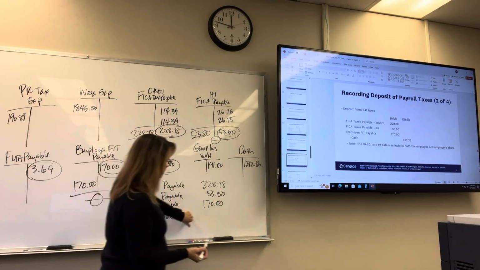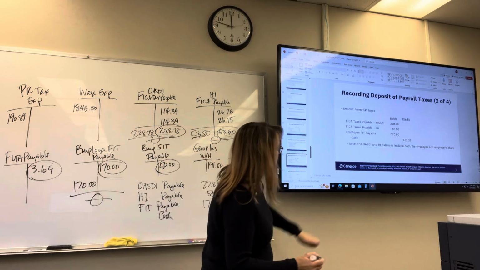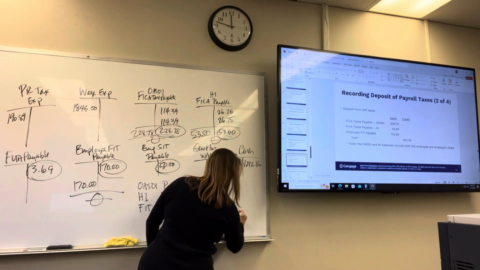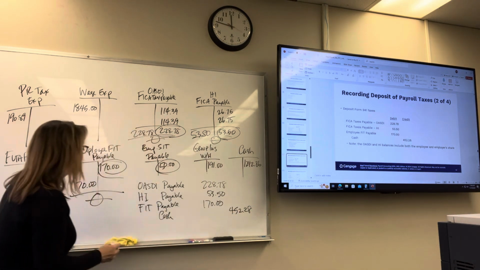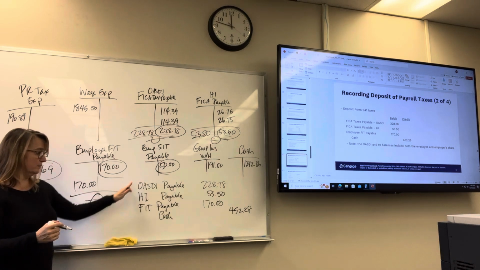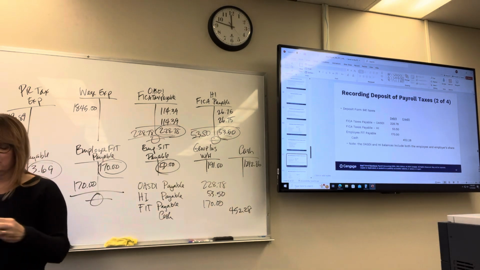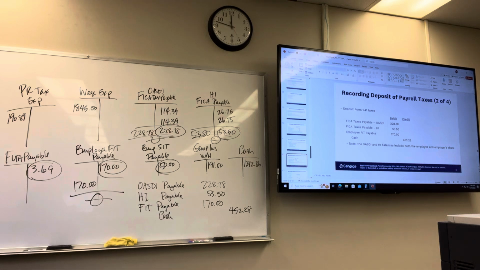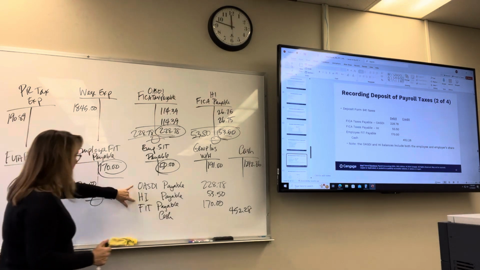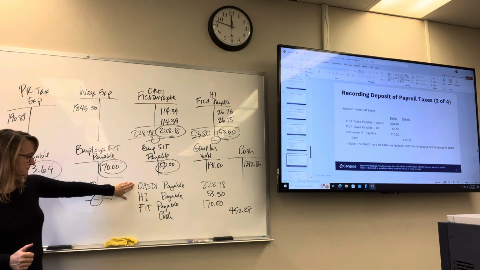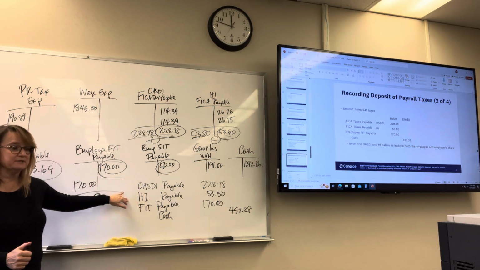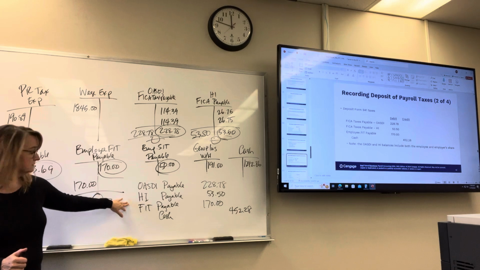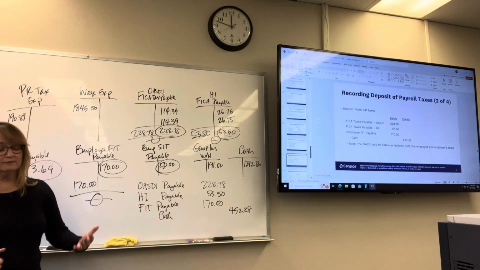And then the cash is our balance, $452.28. So this is the third journal entry that we would make at the time that we are actually making the payment. This consists of amounts that the employee has had withheld from paychecks, as well as amounts that the employer owes. Right, so both of those amounts.